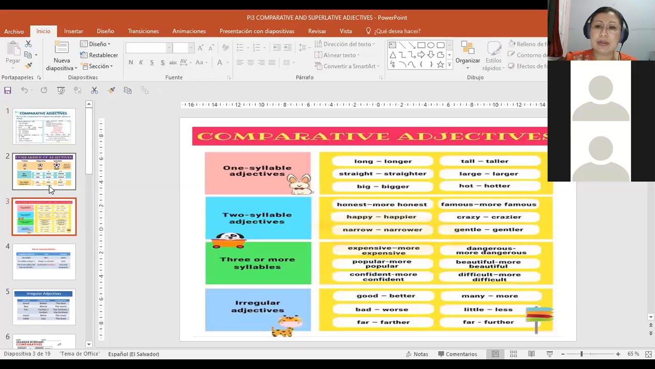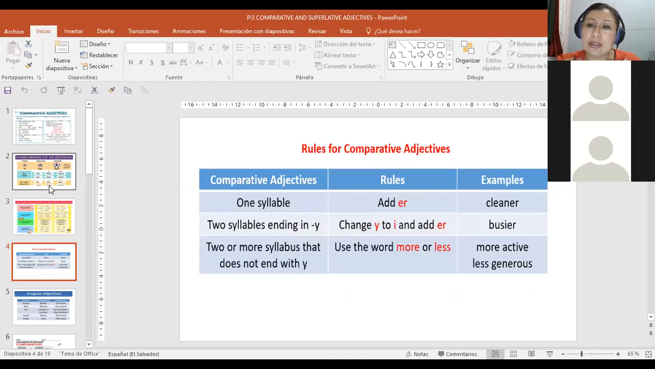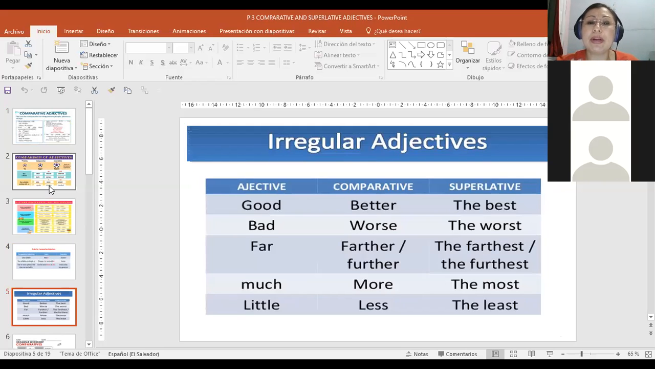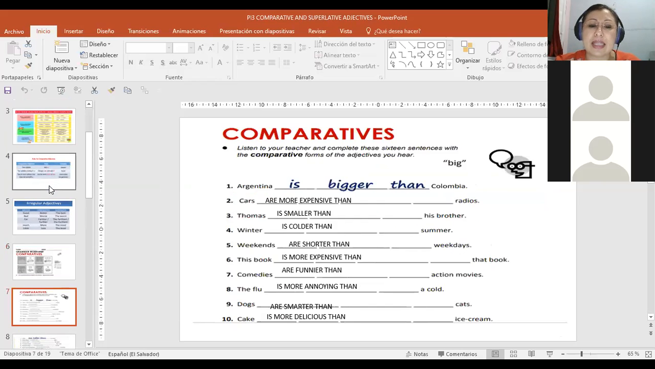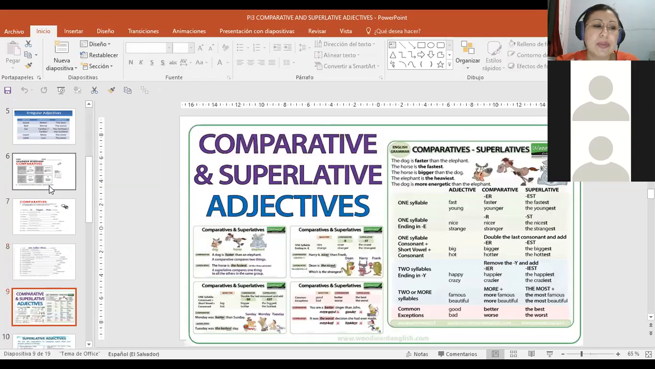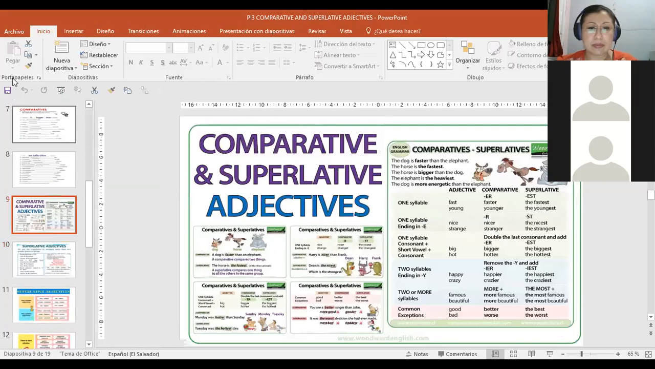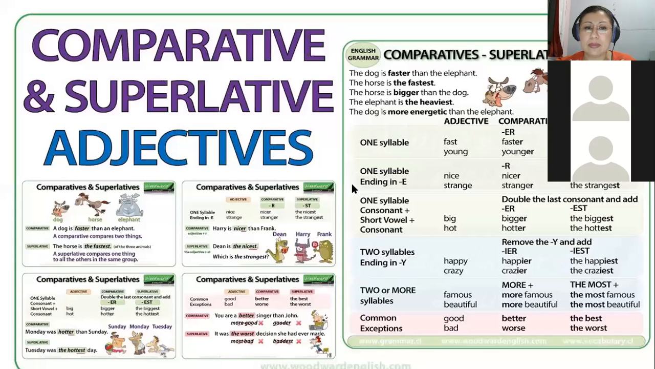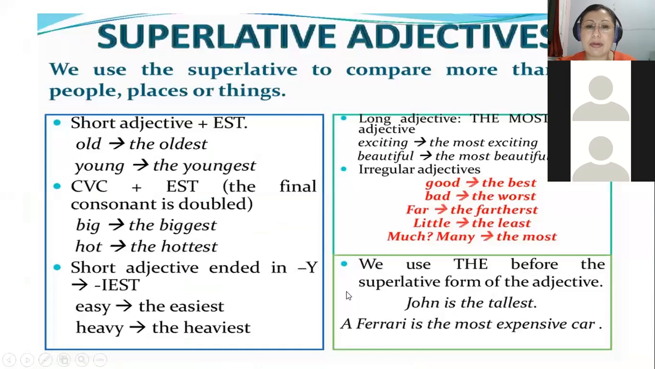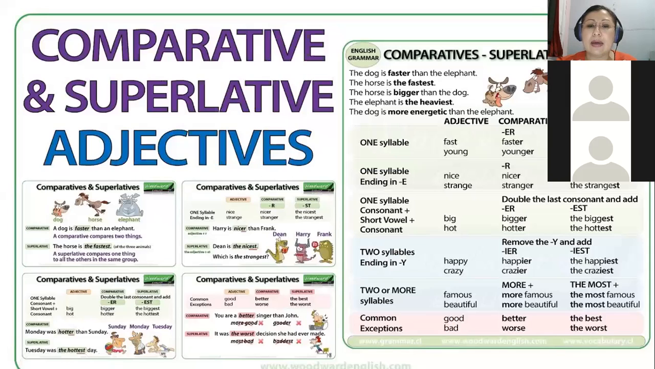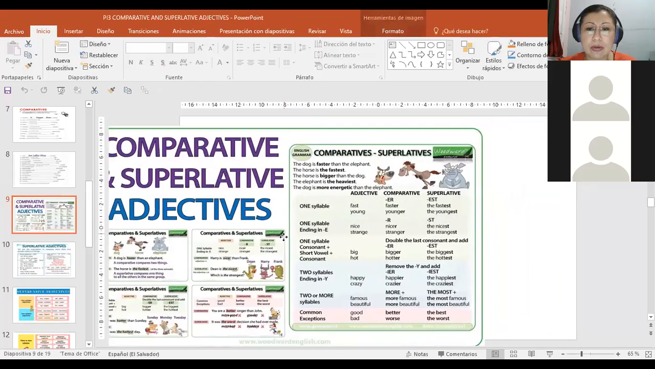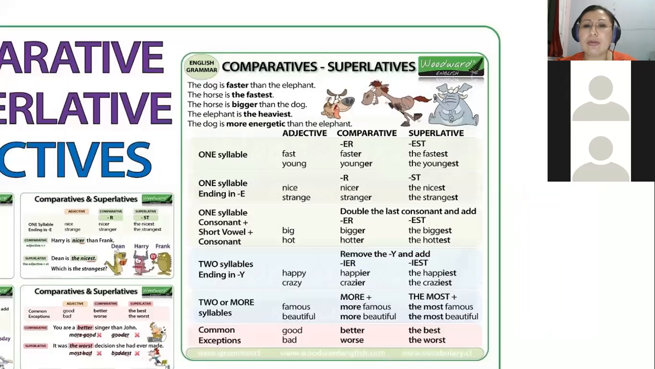And then we learned with examples. We practiced with your sentences that you elaborated after reading the rules for one syllable adjectives, two syllable adjectives, three or more, and then the irregular adjectives. We continued studying the rule and remembering the irregular adjectives. Then we had an exercise and you helped me to complete the sentences, okay? So now we are going to advance, and it's basically just a reminder, okay? We have this chart that I would like to share with you. In this chart, you learn how to do not only the comparative, but also the superlative, okay?